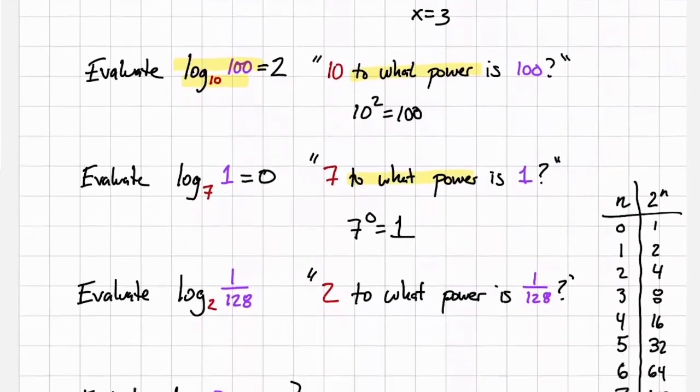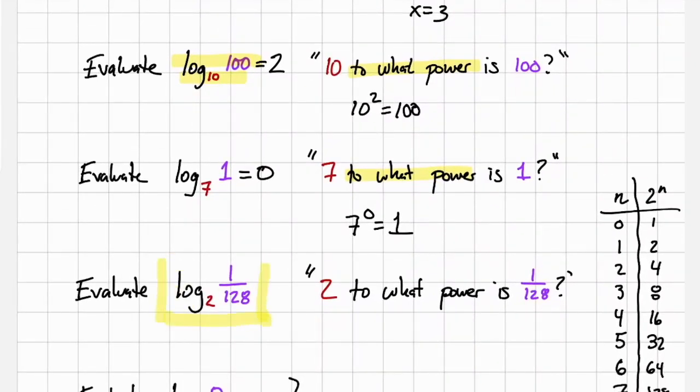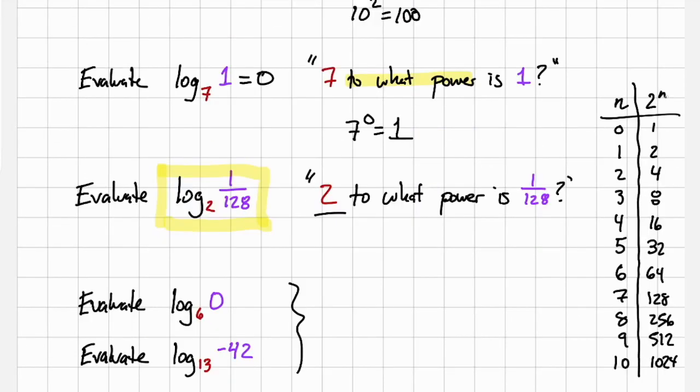What about log base 2 of 1 over 128? We're answering 2 to what power is 1 over 128? As computer scientists, you'll quickly have experience with powers of 2 and know that 2 to the 7th power is 128.